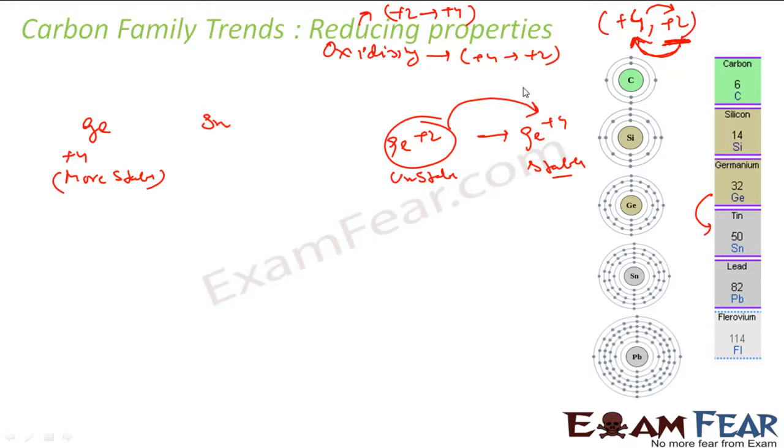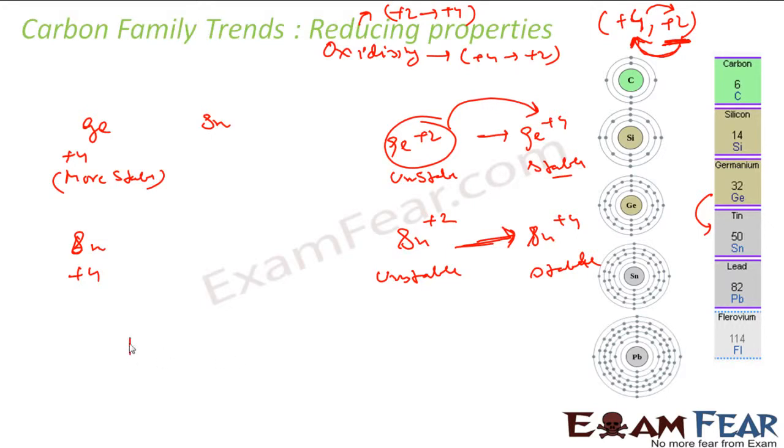But since Ge is very costly and rare, tin is used instead. For tin also, +4 is more stable than +2. So if I have tin in the +2 state, it will try to form tin in the +4 state. Correct? This is unstable. Hope you are understanding. Since +4 is more stable, tin in the +2 state is a good reducing agent because it oxidizes itself to become Sn +4.